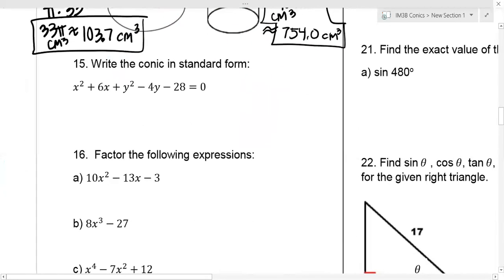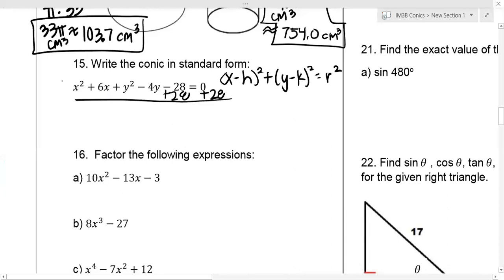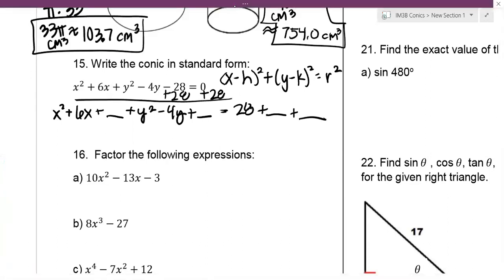Okay, so then for the last one we're going to do today, we're writing the conic standard form. You should recognize this is a circle and know that it's a circle because I have x squared and y squared. So when it's a circle, I want to move everything over. So I'm going to have x minus h squared plus y minus k squared equals r squared. So I want to add 28 before I do anything else, and then I'll set it up so that I can complete the square in this step as well. So I'm going to have x squared plus 6x plus blank plus y squared minus 4y plus blank equals 28 plus 2 blanks so that I can complete the square.